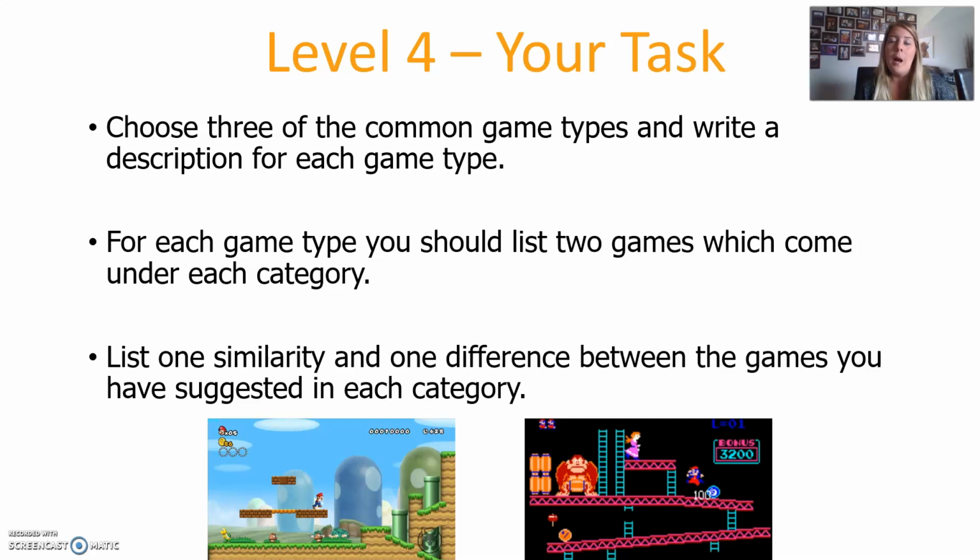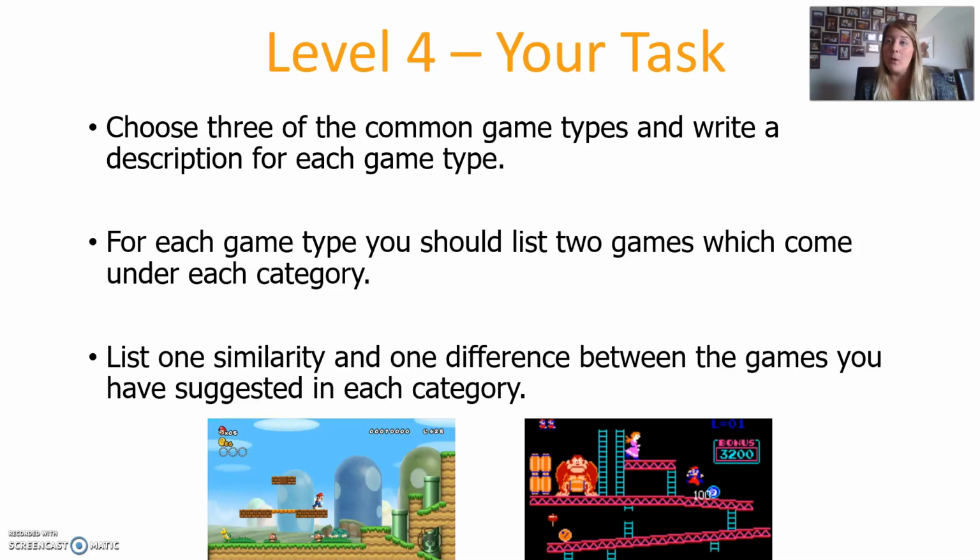Now, a description should be a paragraph to sort of half an A4 page. I don't want you just to copy and paste it off the internet. Use different sources and put it into your own words. Once you've got the information about your game type, you're then going to list 2 different games that come under that game type. Okay, and then underneath that, I want you to say 1 similarity and 1 difference.